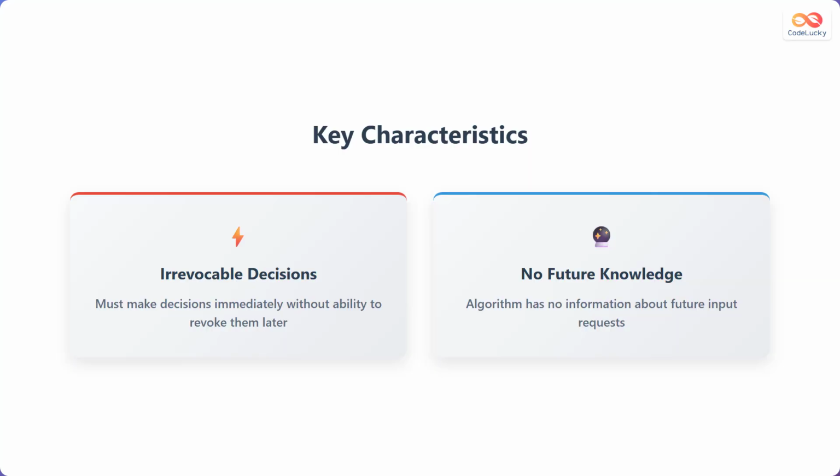Online algorithms have a couple of key characteristics that set them apart. First, they make irrevocable decisions. Once a decision is made, there's no going back or changing it later. Second, these algorithms operate with no future knowledge. They have absolutely no information about what input requests or data might arrive in the future.